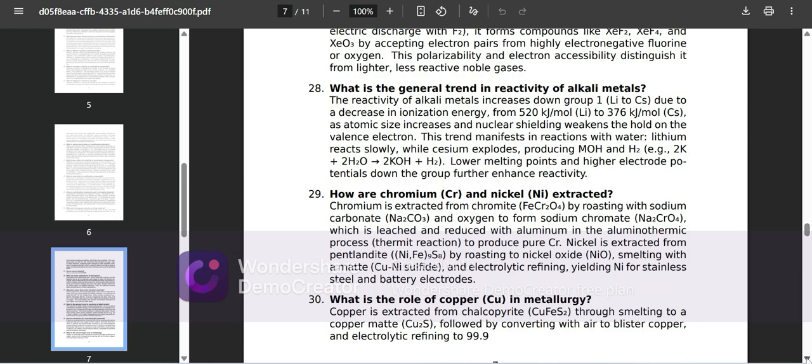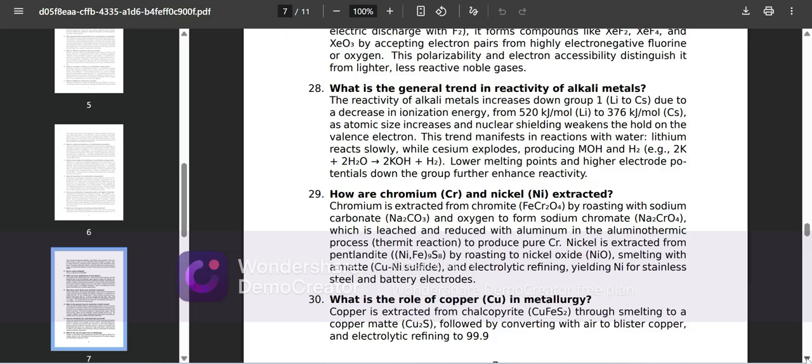What is the general trend in reactivity of alkali metals? The reactivity of alkali metals increases down group 1, lithium to cesium, due to a decrease in ionization energy from 520 kilojoules per mole for lithium to 376 kilojoules per mole for cesium. As atomic size increases and nuclear shielding weakens, the hold on the valence electron weakens. This trend manifests in reactions with water.